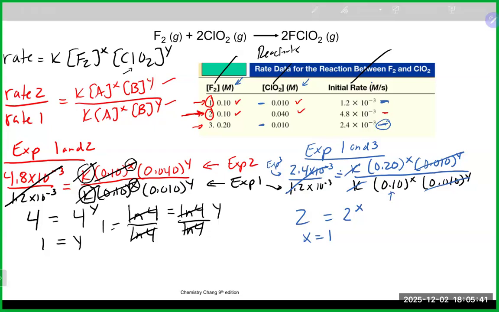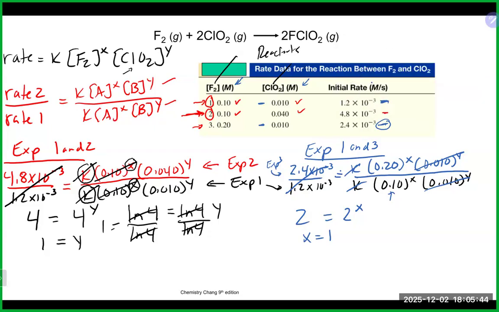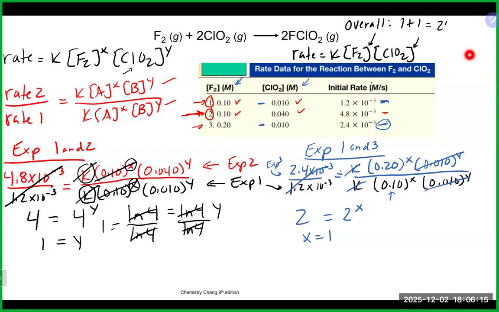So we can now write our completed rate law now that we know the orders. The rate law would be the rate is equal to K times F2 to the first order and ClO2 to the first order. Much like most things in chemistry, if it's 1, we typically don't write it. So if there's nothing up there on the top, you could assume it is first order for each of them. And the overall order of this reaction would be 1 plus 1, which is second order, and that is adding both the X and the Y together gives you a second order reaction overall.